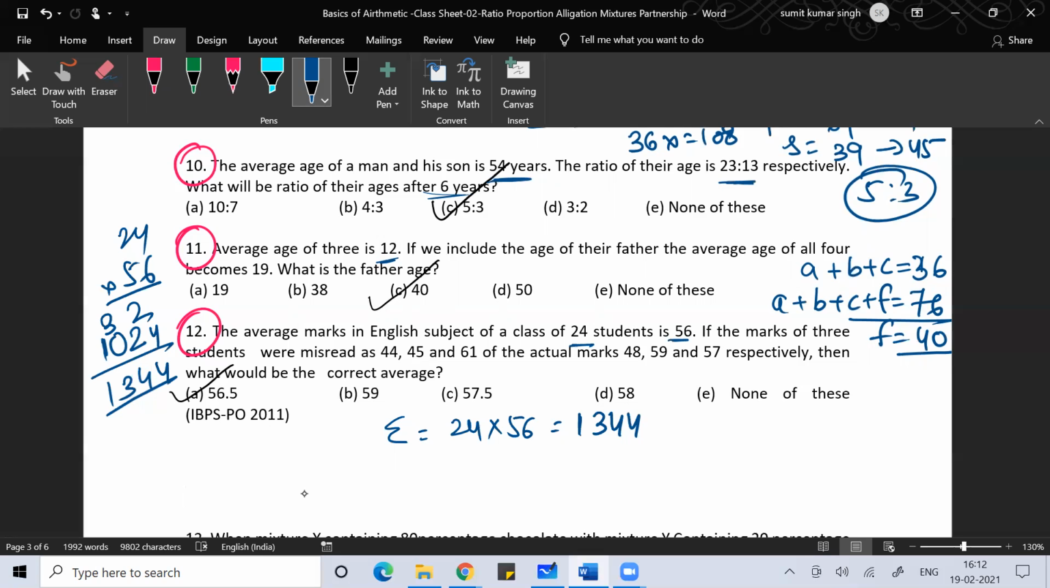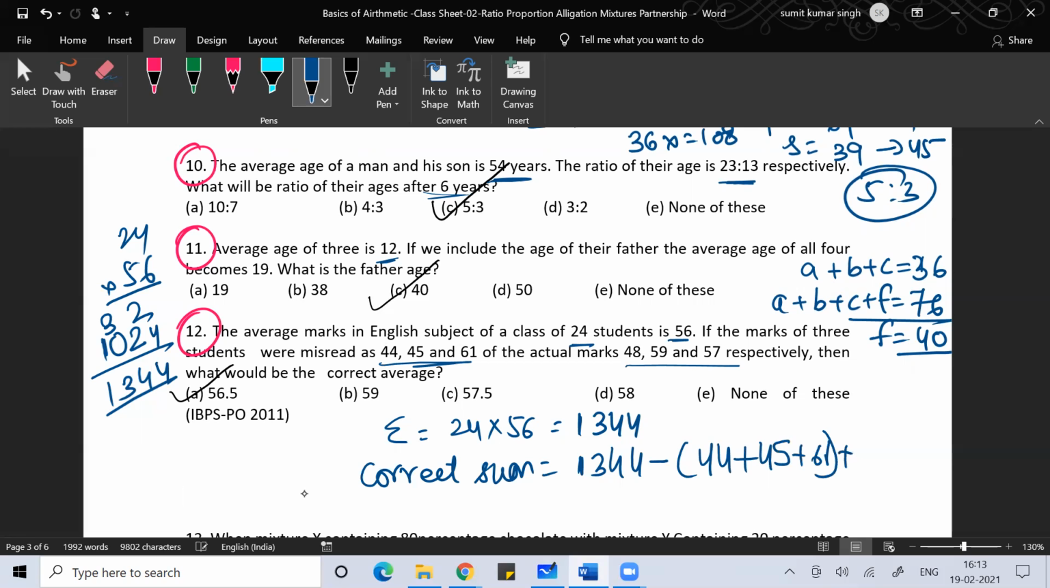If the marks of the three students were misread as 45, 44, and 61, and the actual were different, what is the correct sum? So first let's find the correct sum before finding the correct average. For the correct sum, from this 1344, I'll deduct the incorrect entries, 44 plus 45 plus 61, and I'll add the correct entries. The correct entries are 48 plus 59 plus 57.